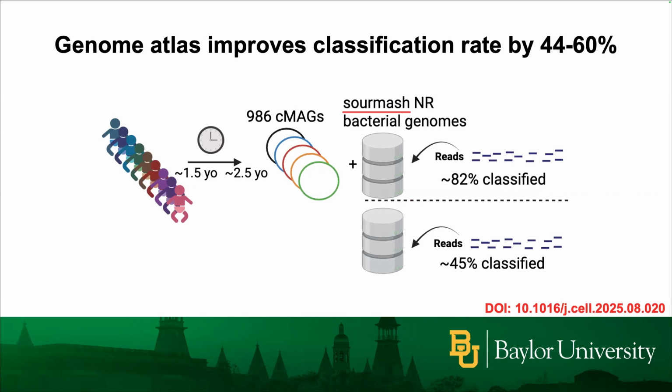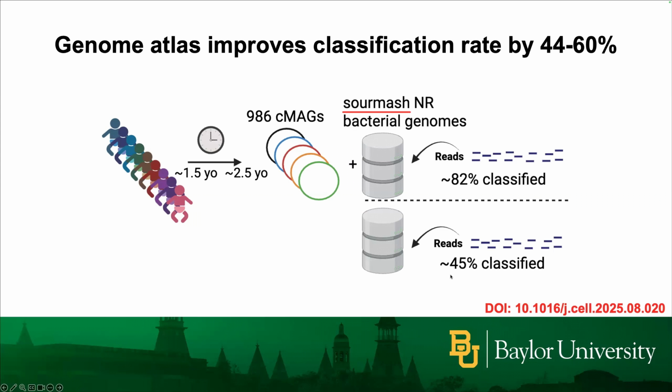So why else might having full genomes be valuable to your data set? We looked at this in the context of the hybrid genome library, or genome atlas, of the microbes in this data set, generating 986 complete MAGs. We looked at the classification rate of the sequence reads using the standard Sourmash non-redundant database versus this database plus your custom database. And when you use a custom database, you can drastically increase the classification rate of your sequences.